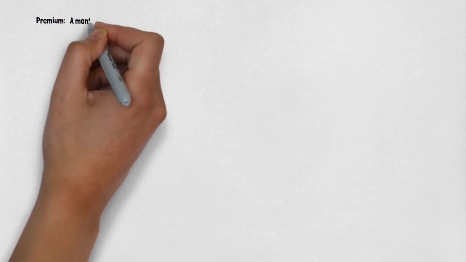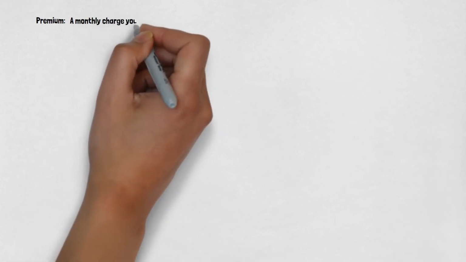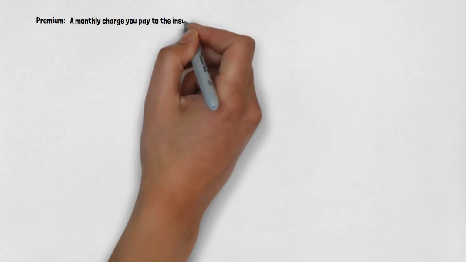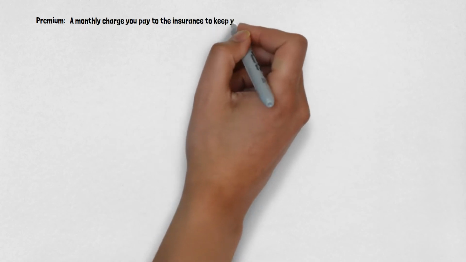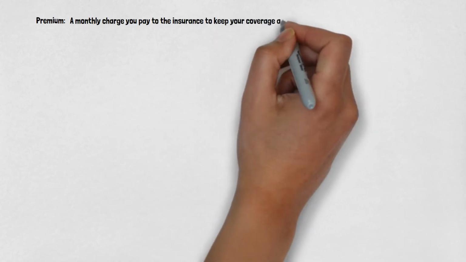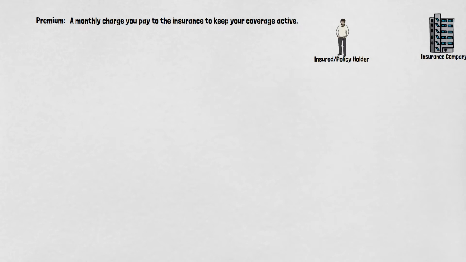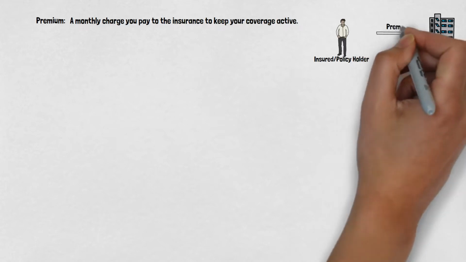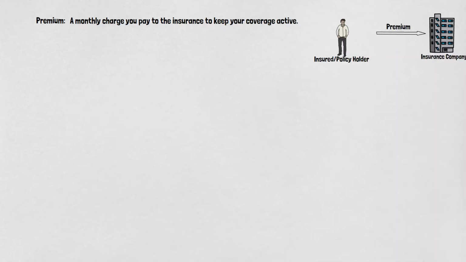Now the next one is premium. A monthly charge you pay to the insurance to keep your coverage active. The insured or policyholder pays premium to the insurance company, and in return, the insurance company will provide benefits in the form of payments.